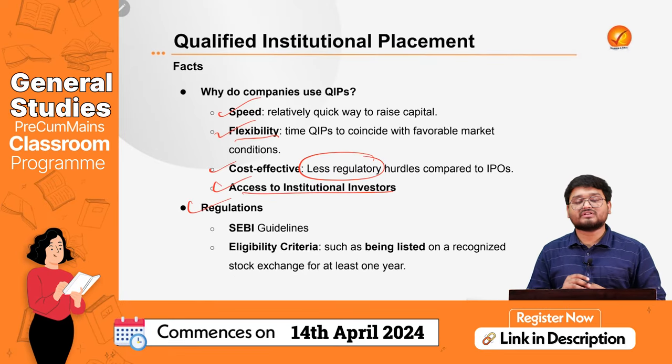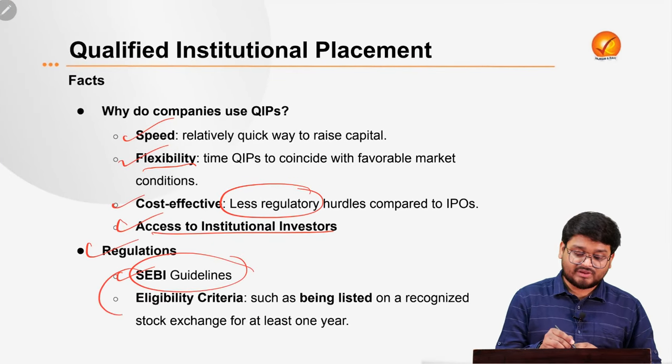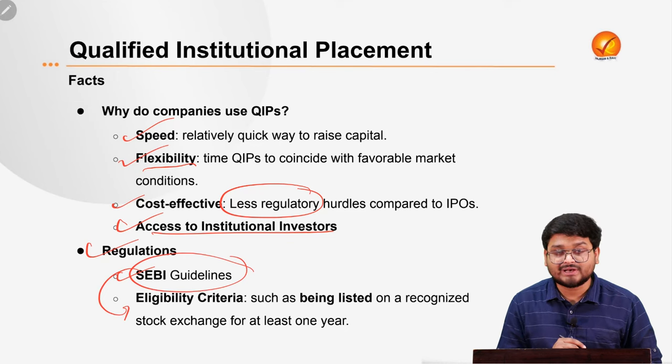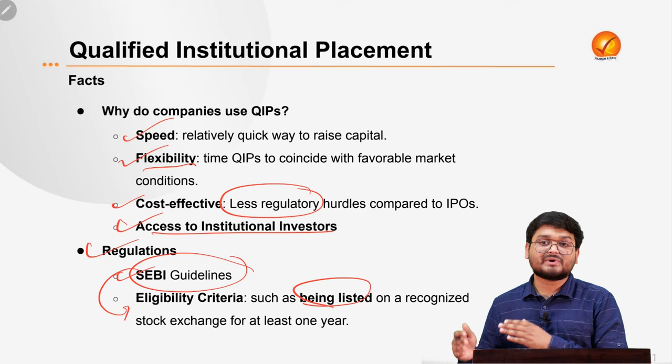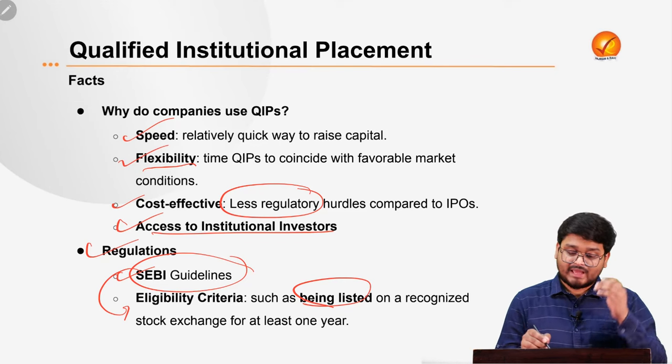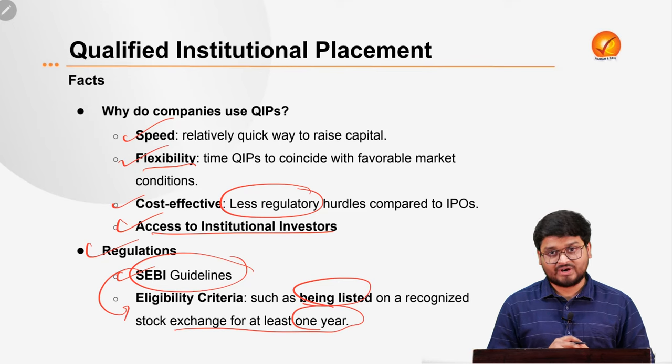And finally, the regulator for the same is SEBI. SEBI has detailed guidelines for QIPs, and in those guidelines it has laid down various eligibility criteria. Firstly, a company has to be listed on a stock exchange to raise a QIP, and the period of listing must be at least 1 year.